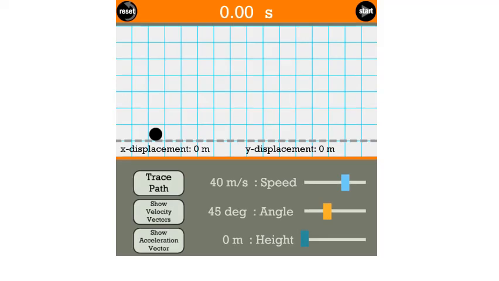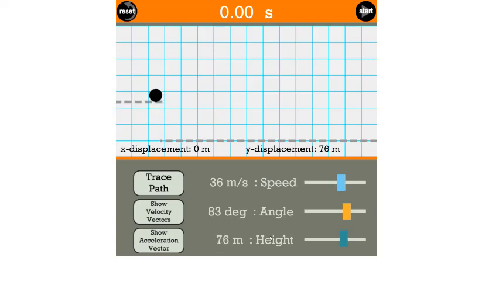Okay, this is a module 4 skills test. It's very similar to the monkey hunter, except you have no object that you're shooting at, but it's still projectile motion, and you can still change the same things. You can change the launch speed, the launch angle, and also the launch height. You can actually put your object up on a little platform if you want.